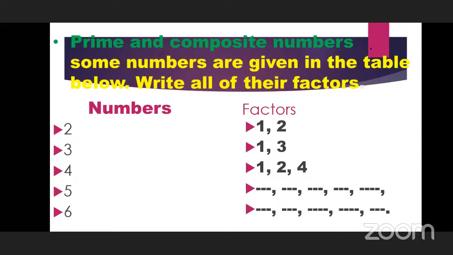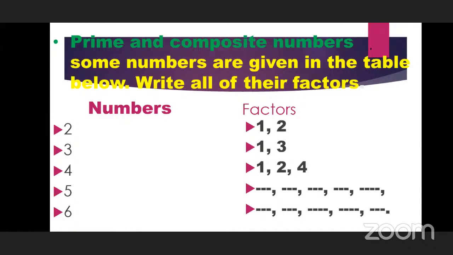Tell me the factors of 6. One, two, three. One, two, three, and 6. Very good. 1, 2, 3, and 6. So 6 has more than two factors. Okay, so we know that numbers having more than two factors fall in the category of composite numbers.